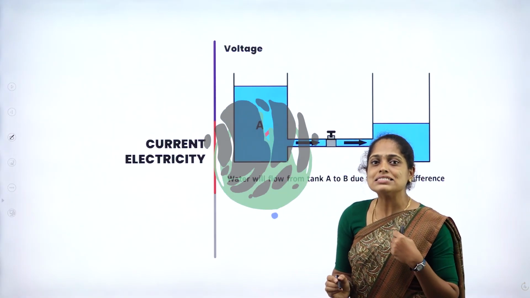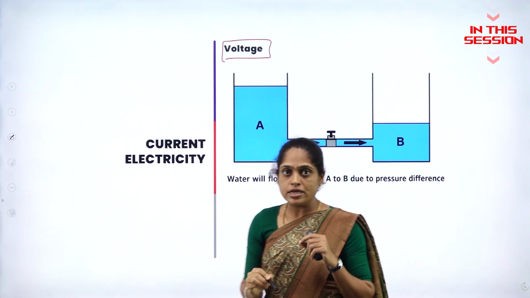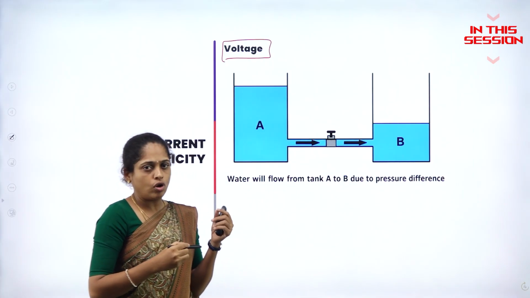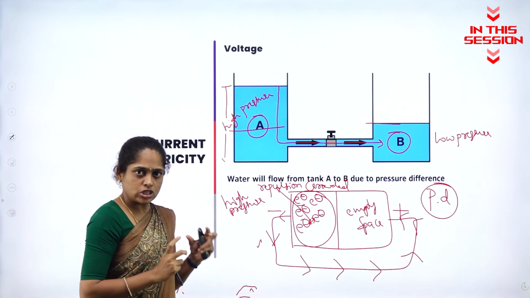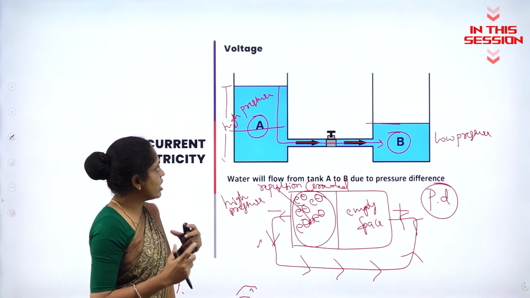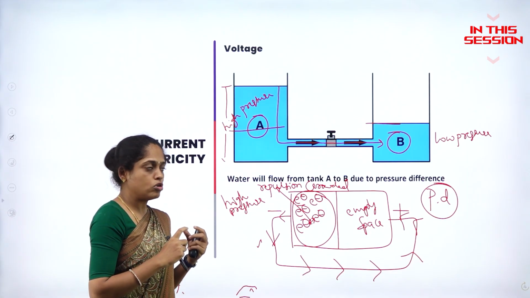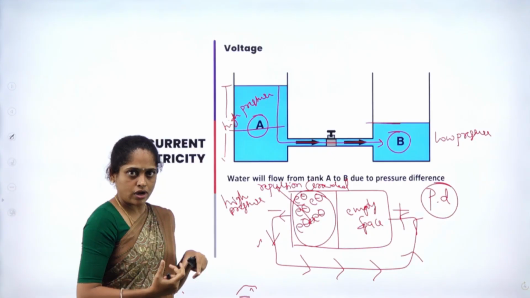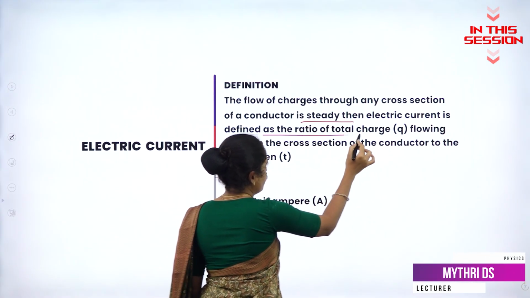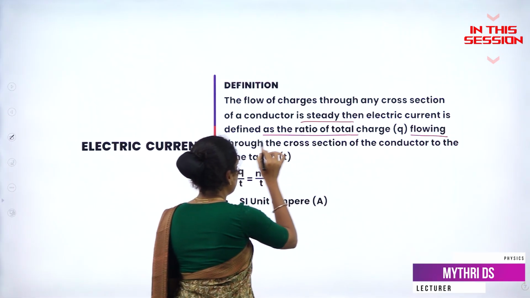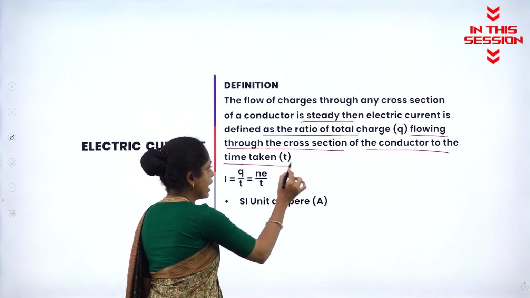To understand current electricity, the important concept, that is voltage, you have to recall, which you learned in the second chapter. Only when there is pressure difference, the water flows from one container to another container, and it flows from higher to lower. Steady current is the ratio of total charge flowing through the cross section of the conductor to the time taken.